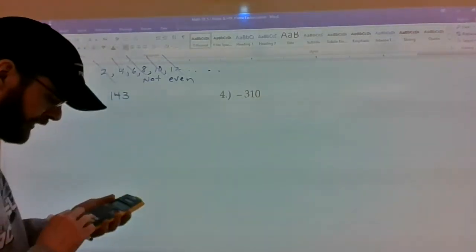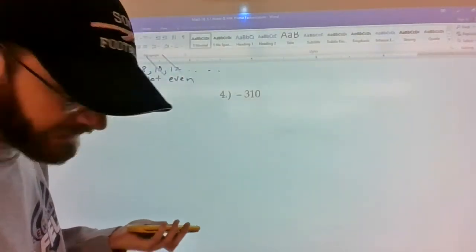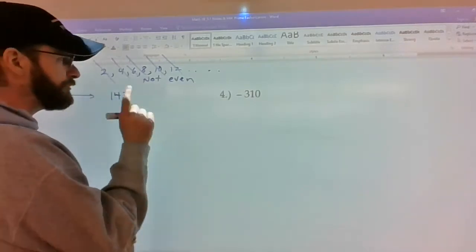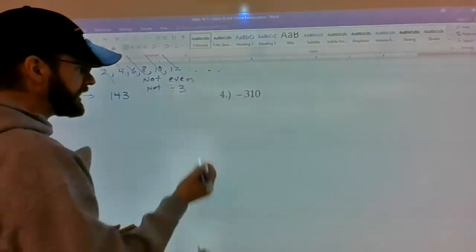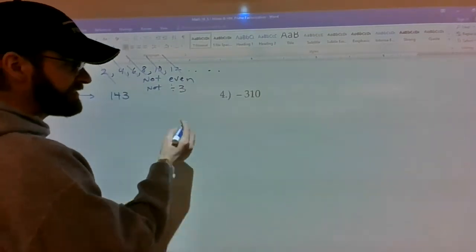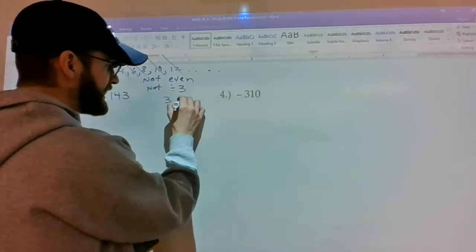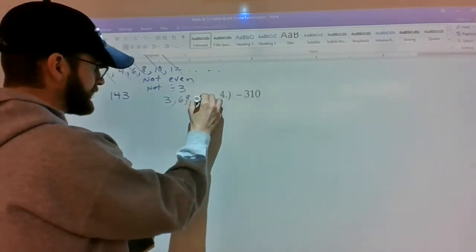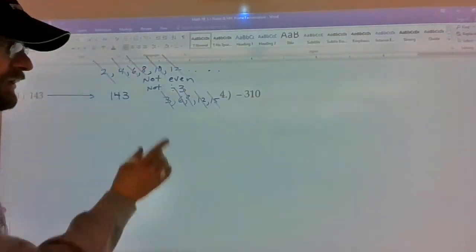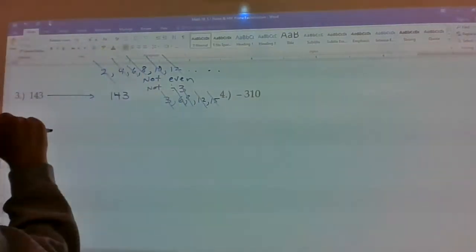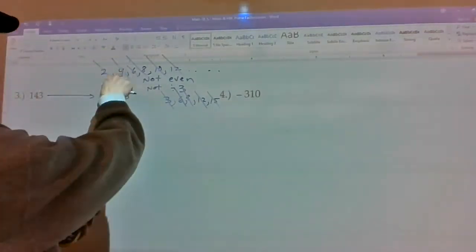So does 143 divide 3? No, it does not. So if 143 does not divide 3, then that means it doesn't divide 3 or any multiple of 3. It doesn't divide 6, it doesn't divide 9, it doesn't divide 12, it doesn't divide 15. So I don't have to check 9 and I don't have to check 15 along with the evens. Does it divide 4? No.